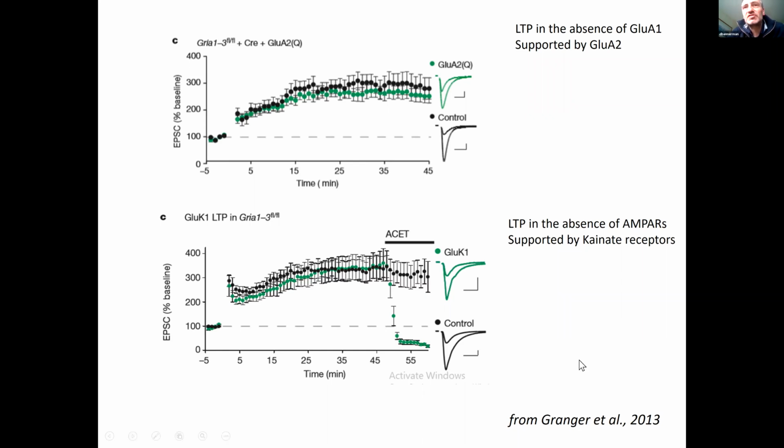In another study from Roger Nicoll's lab, they also showed that it's possible to get substantial LTP in a GluA1 knockout animal, and that was supported by the GluA2 subunit. They actually went on to show that it was possible to get LTP in the complete absence of AMPA receptors, and that the LTP was supported by kainate receptors.